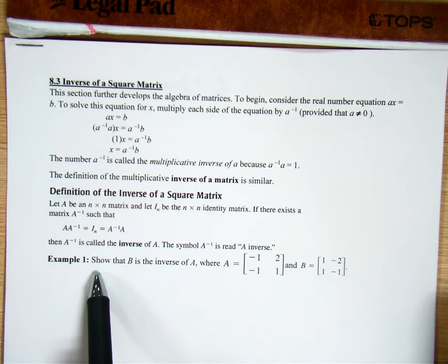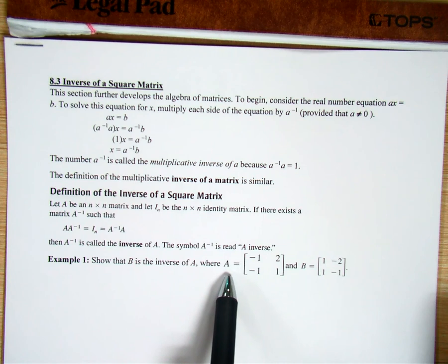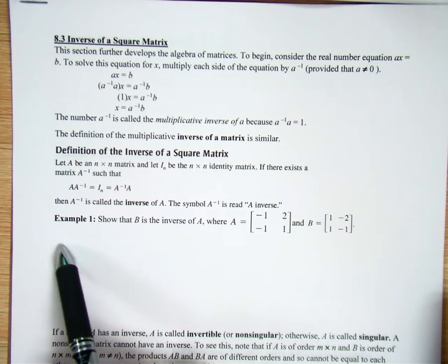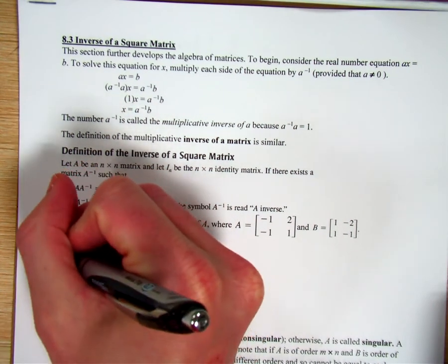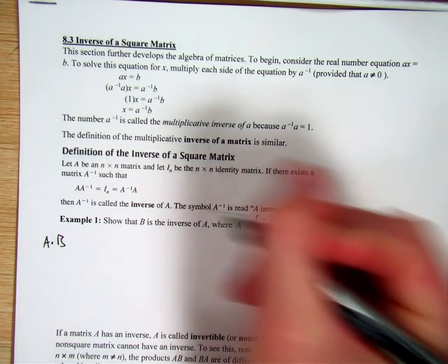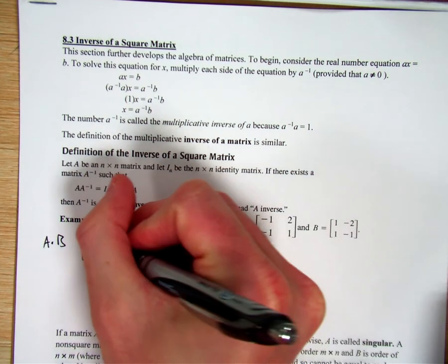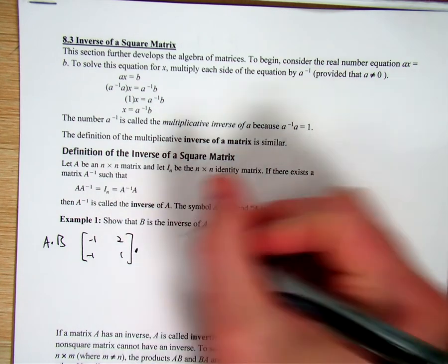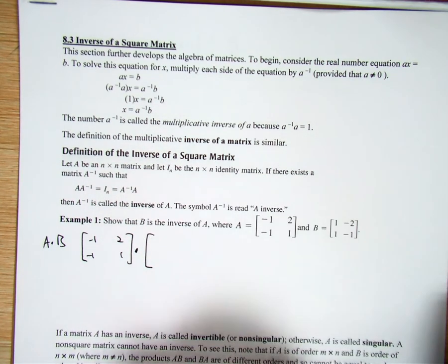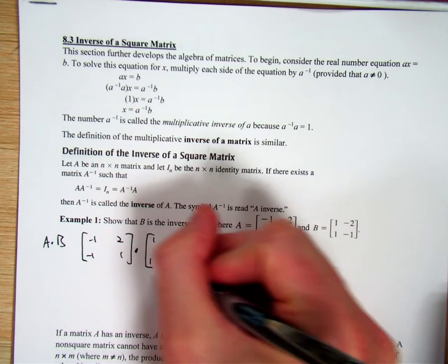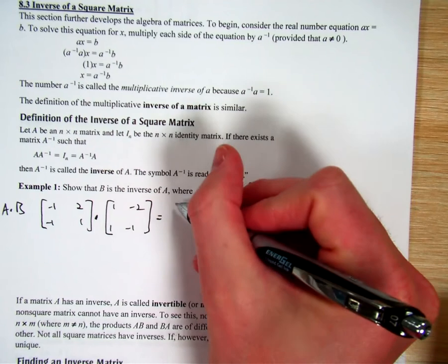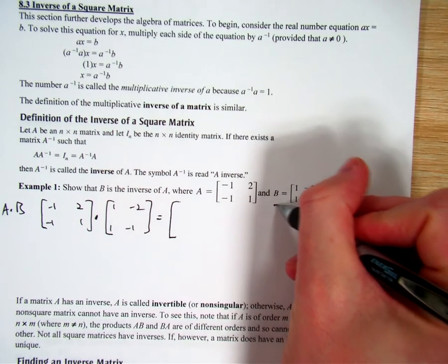Alright, show that B is the inverse of A. To show that two matrices are inverses of each other, it has to work both ways, A times B and then B times A. Both have to result in the identity matrix. So if we go A times B, we have negative 1, 2, negative 1, 1, times 1, negative 2, 1, negative 1. Alright, we'll do the work for the first one, and then the second one we'll just kind of go with it.